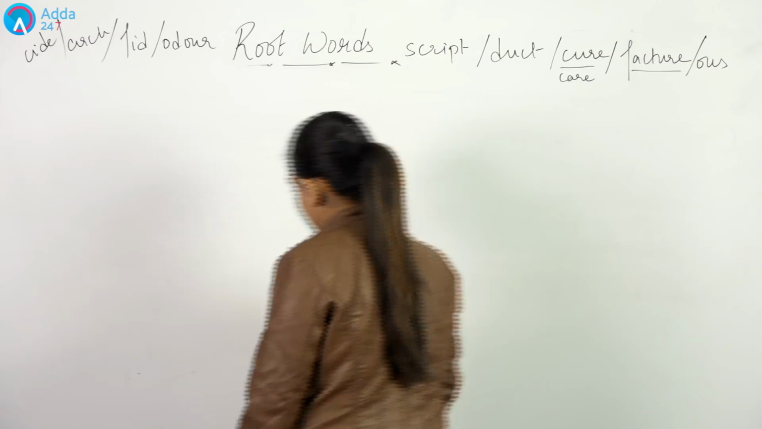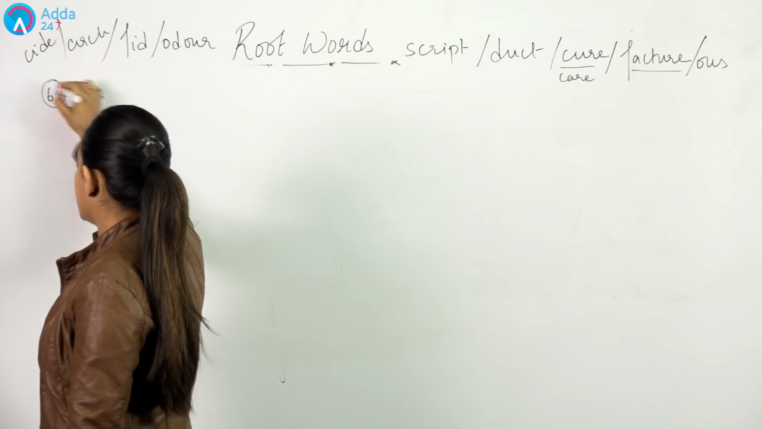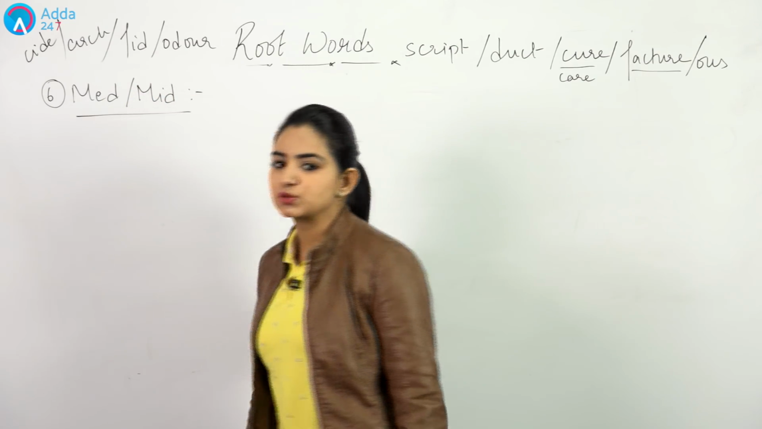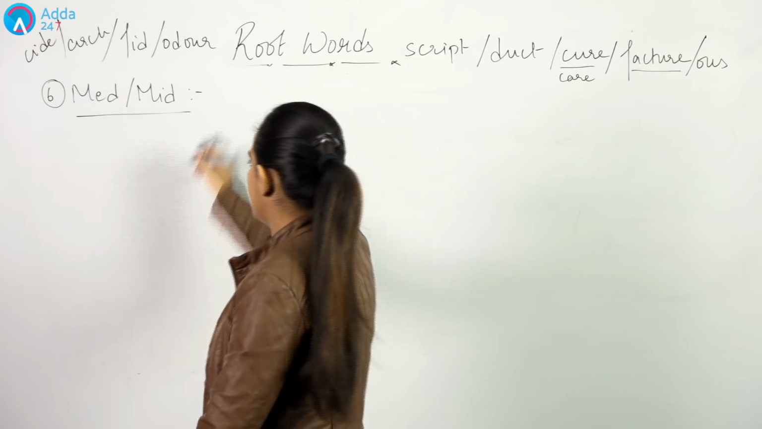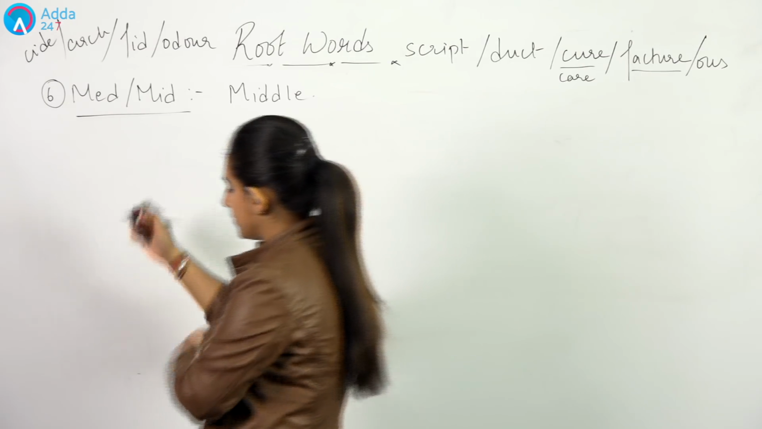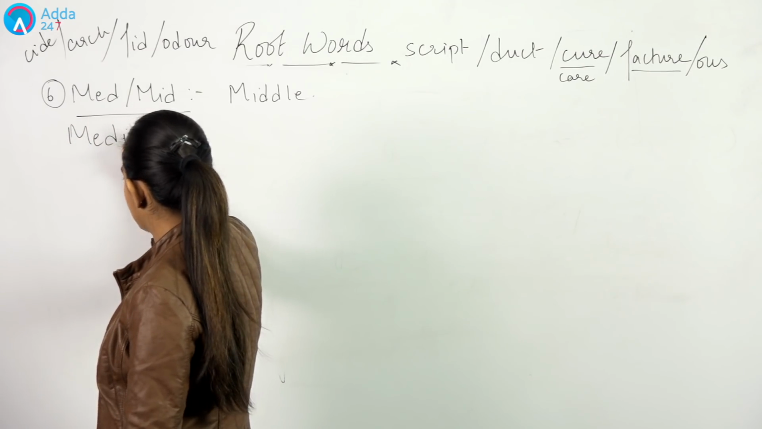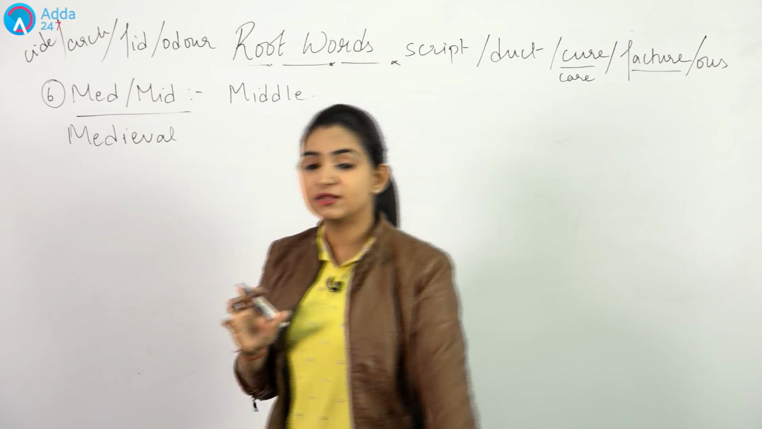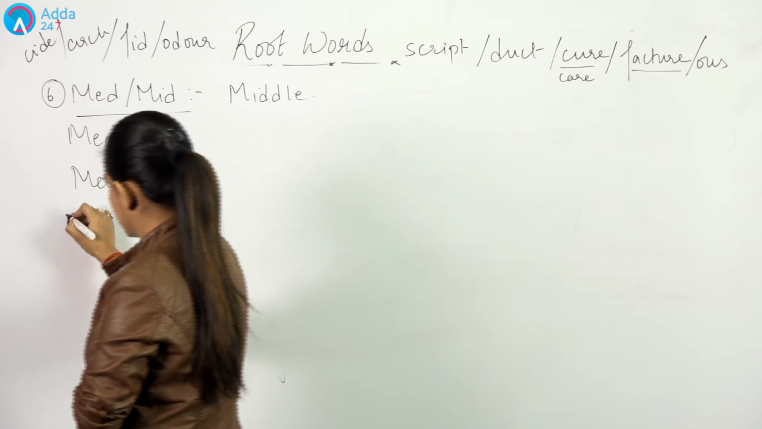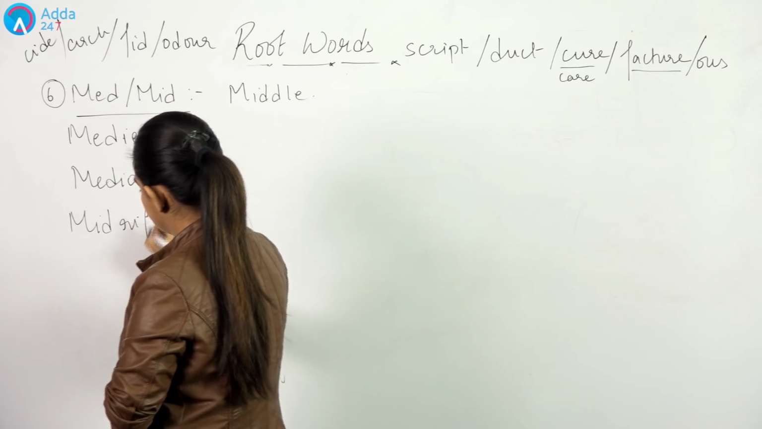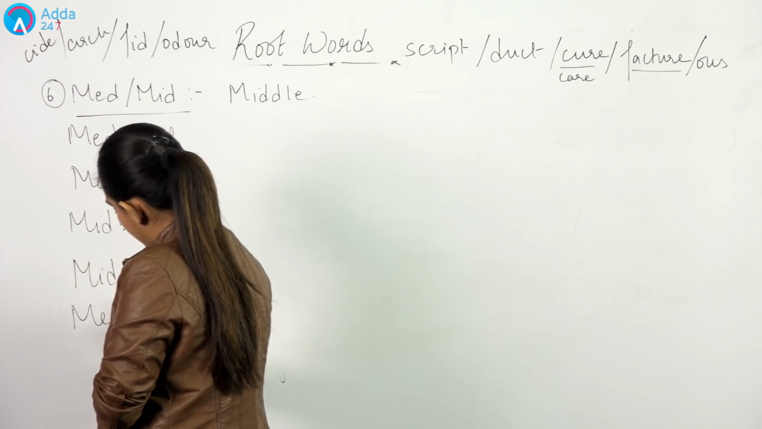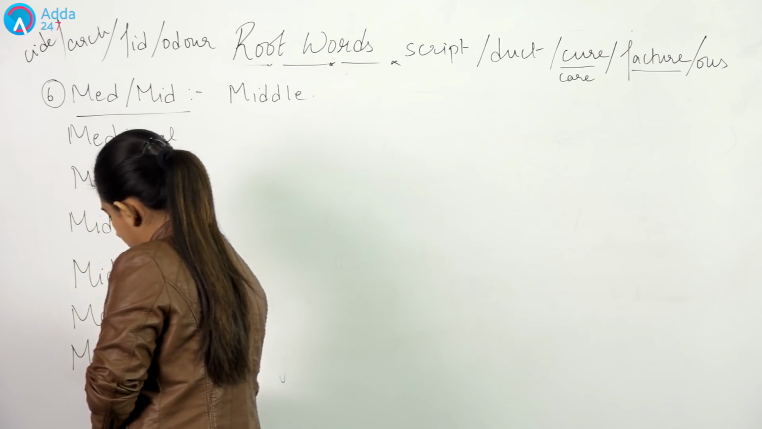Now the next word and the last word for today is MED or MID. When we talk about both of these words, both of them define what? Both of them define in the middle of something or in the middle of somewhere. For example, we have the word medieval. You must have heard of this word and you must have studied medieval history, right? Then we have mediocre, midriff, midway, medium, and midterm.